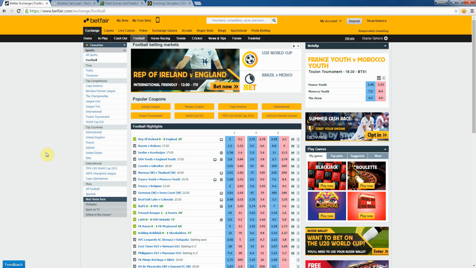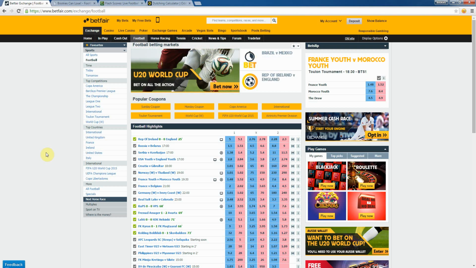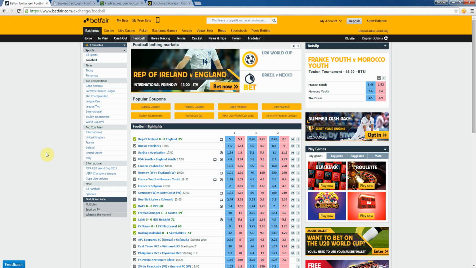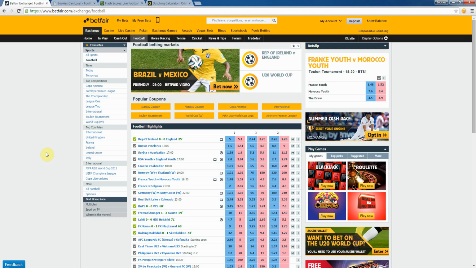Today I would like to show you and explain the basics of Betfair trading and the basics of trading the correct score market. So this is the Betfair web page opened.